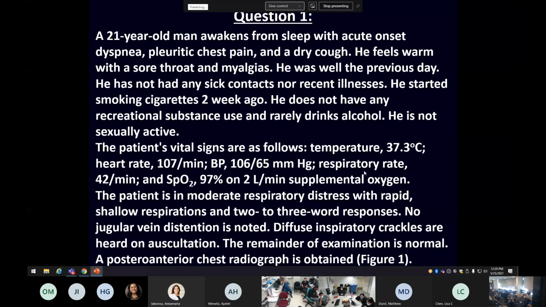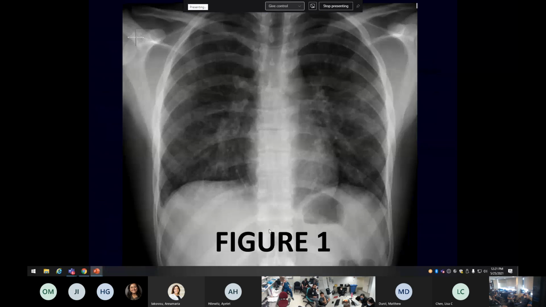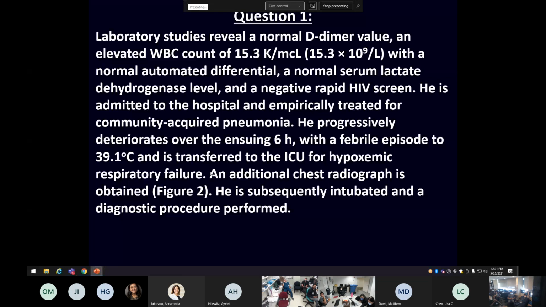The vital signs are as follows: temperature 37.3 Celsius, heart rate 107, blood pressure 106/65, respiratory rate 42, sat 97% on 2 liters. He's in moderate respiratory distress with rapid shallow respirations, 2 to 3 word responses, no JVD. He has diffuse inspiratory crackles on exam. Remainder of examination is normal. This is the initial chest X-ray on presentation. So it looks pretty okay, nothing crazy. Lab studies reveal a normal D-dimer, white count 15 with a normal differential, a normal serum lactate, LDH, negative HIV rapid. He's admitted to the hospital and empirically treated for community-acquired pneumonia.